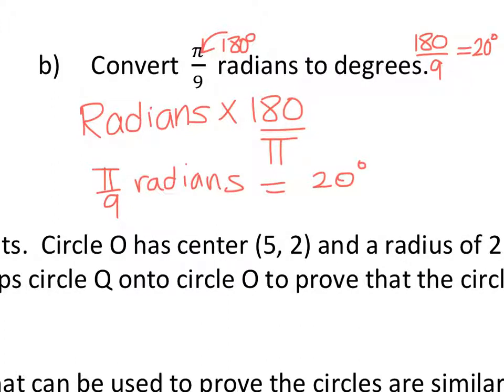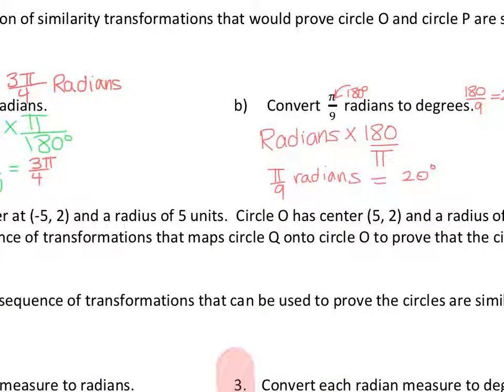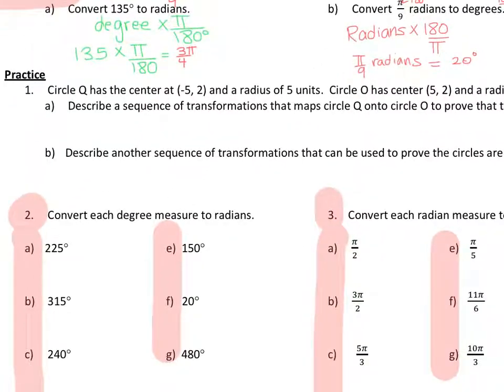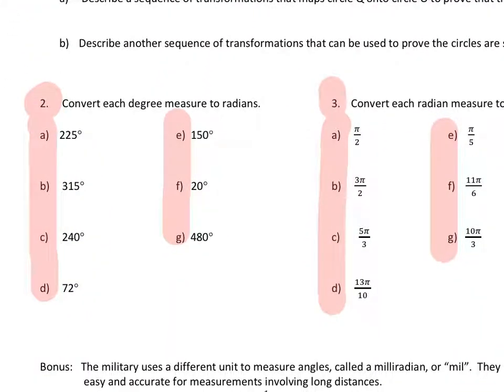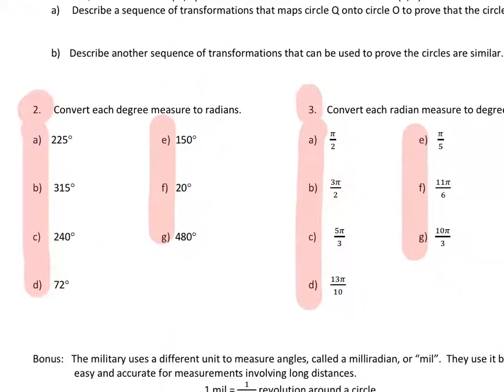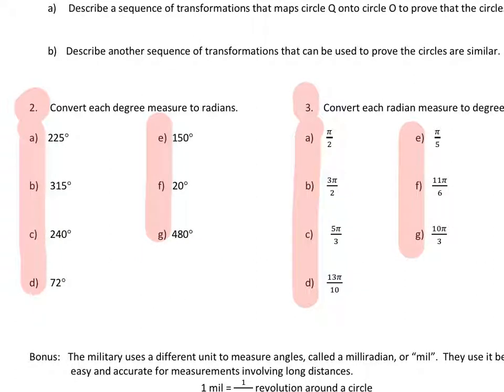So remember, you can use the proportion, you can use the equation, or simply plug in 180 for pi, and that will be your angle in degrees. Now that's how you convert from radians to degrees and degrees to radians. Now go ahead and do number 2 and 3 on your own. If you need to watch the video again, it will be posted on Google Classroom, and the key will be posted on Google Classroom as well.